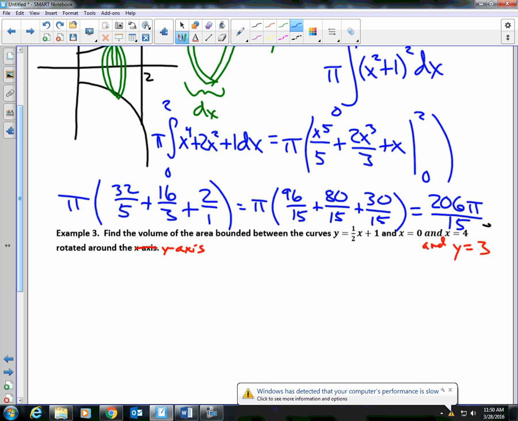206 is not divisible by 5, nor is it divisible by 3. So it is simplest fraction. Yeah?